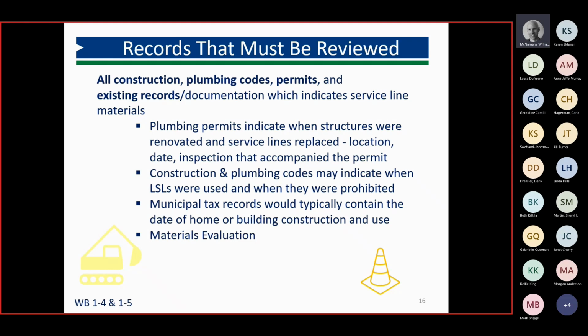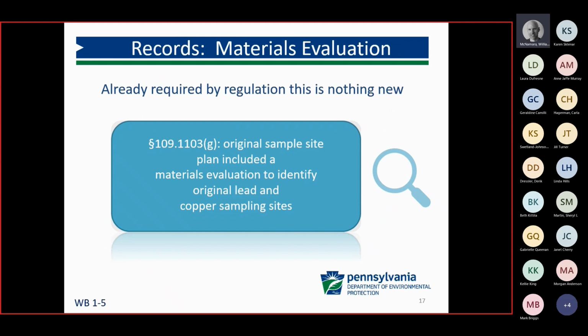And then the existing materials evaluation is something else they can look at. So this is in our existing lead and copper rule in 109, 1103G. The original sample siting plan did require water systems to do a materials evaluation to try to figure out material of service lines and hopefully find the sites that they should be taking their samples out. This is a good place to look, but definitely not the end-all be-all. We do know that materials evaluations, first of all, weren't typically complete, not in all cases. They also weren't updated necessarily, so they might have done one, back in the 90s when they had to, and then never really updated it. So it's a good place to start, but it can't be the only record that they use to identify what their service line material is.